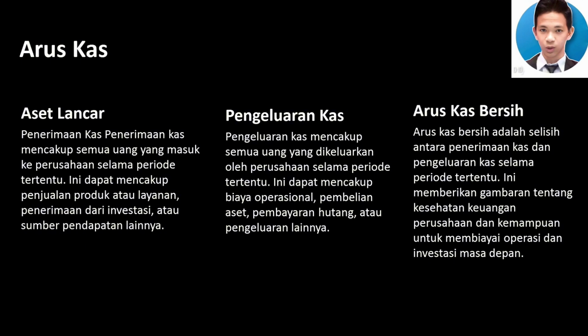Current assets. Cash receipts. Cash receipts include all the money that comes into the company during a specific period. This can include sales of products or services, returns on investments, or other sources of income. Cash disbursements. Cash disbursements include all the money spent by the company during a specific period. This can include operating expenses, asset purchases, debt payments, or other expenditures.